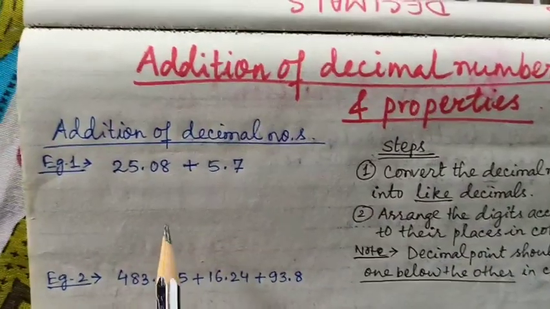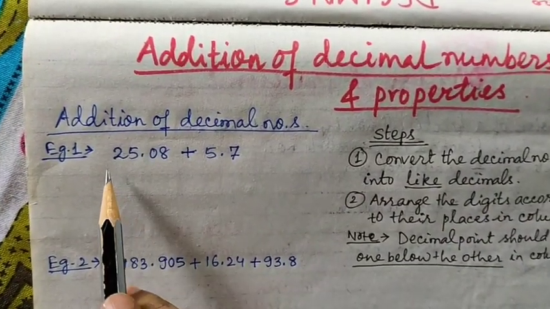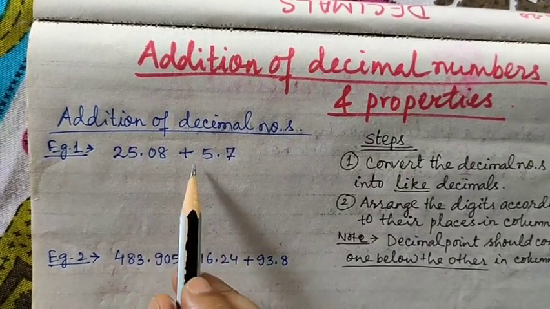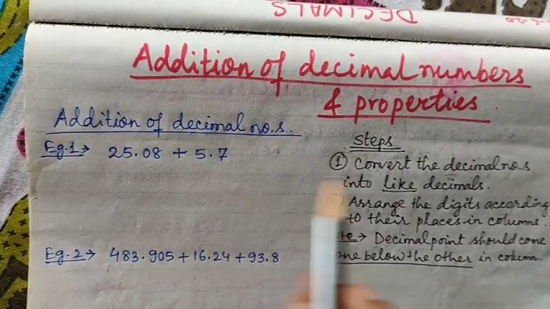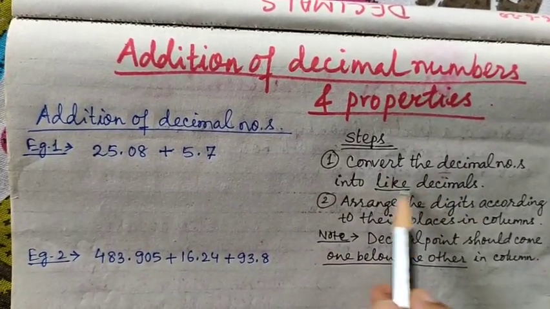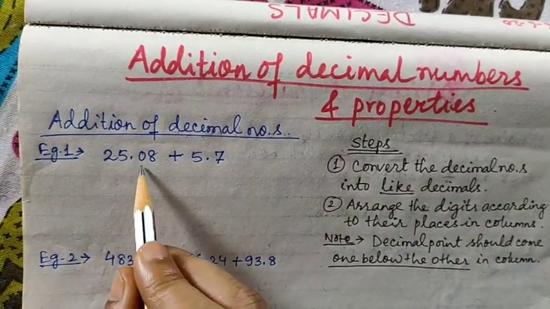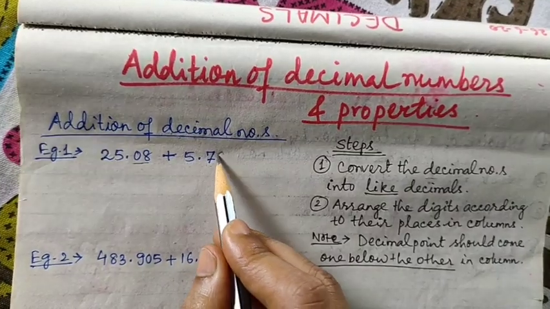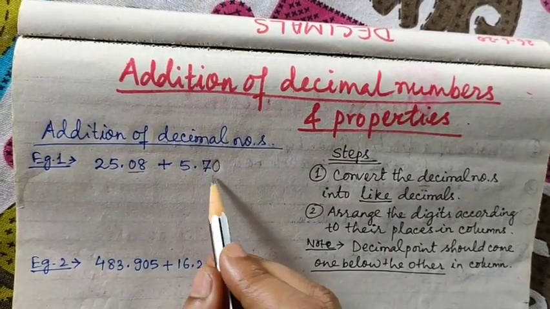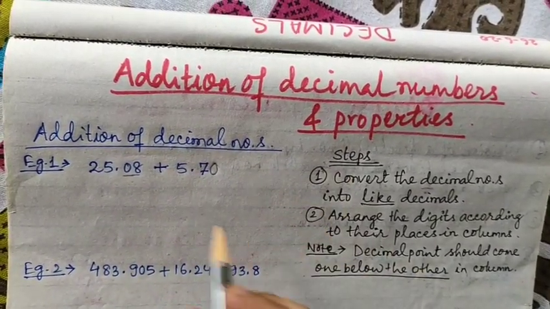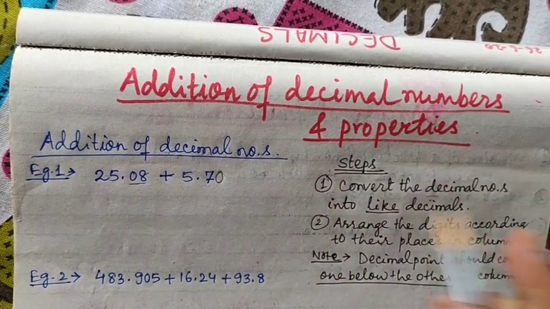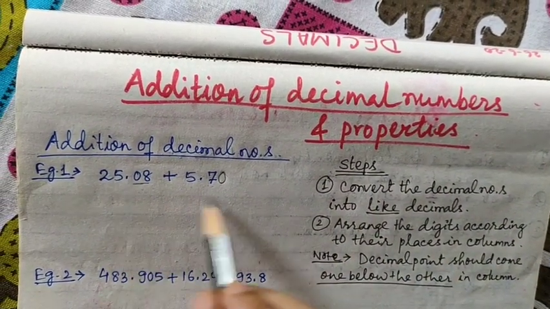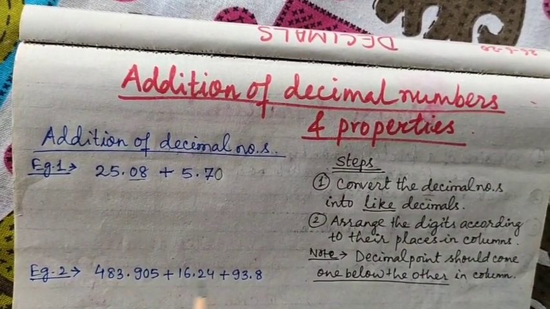Okay, let us take one example. Suppose you have to add 25.08 and 5.7. So first step is you have to convert into like decimals. So see, maximum 2 decimal places are there, here only 1, so you have to make it 2 decimal places by putting a 0 on the right hand side. Now the first step is over, then second step you have to arrange these numbers according to the places.